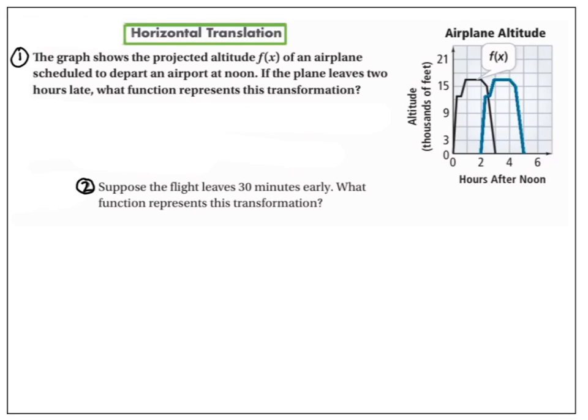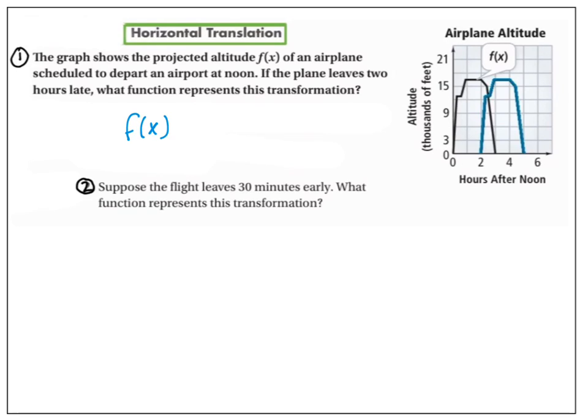All right, now we need to talk about horizontal translation. For this first problem, it says the graph shows the projected altitude f of x of an airplane scheduled to depart an airport at noon. If the plane leaves 2 hours late, what function represents this translation? So f of x represents the time that you're supposed to depart, and we're saying that we're going to delay it 2 hours.